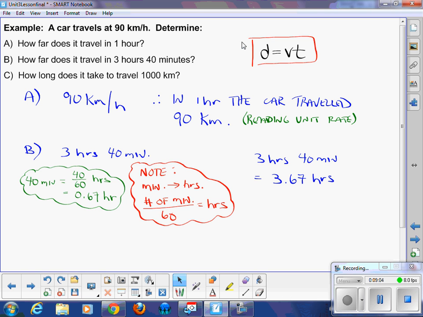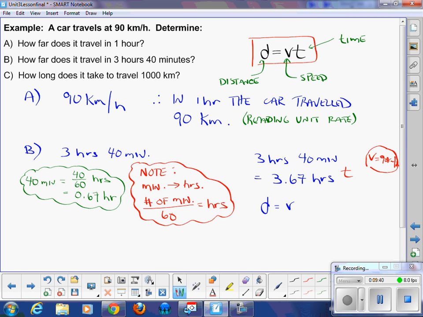So D equals VT. So D is your distance. V is your speed. And T is your time. Okay, so we're going to be using that formula. So if we know 2 things, we always know 3 with the formula. Okay, so when we look at this, we have time, so we have our T variable. We know that our V, our velocity, is 90 kilometers an hour, so we have that. So that means we can use that formula then.